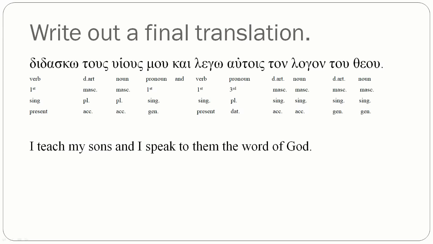Okay. There is no nominative in this sentence, so we need to get the nominative, the subject, out of the verb. Didasko, I teach. Tous huius are the accusative. That's the object, right? So I teach tous huius mu, my sons, or the sons of me. And lego, I speak. Autois is a dative, so therefore you can translate to, by, or for. I speak to autois, to them. One of our pronouns that we've learned. Ton logon tu theu, the word of God.